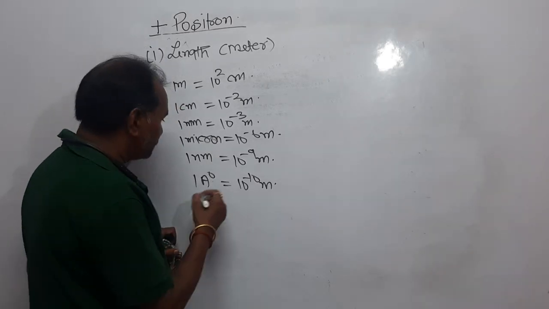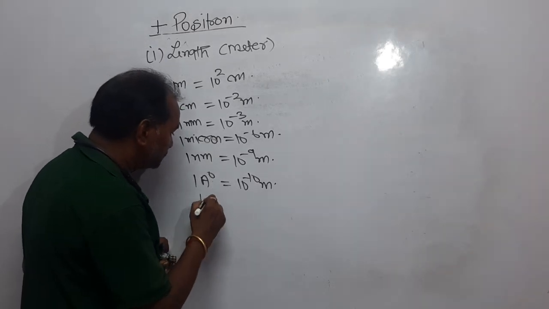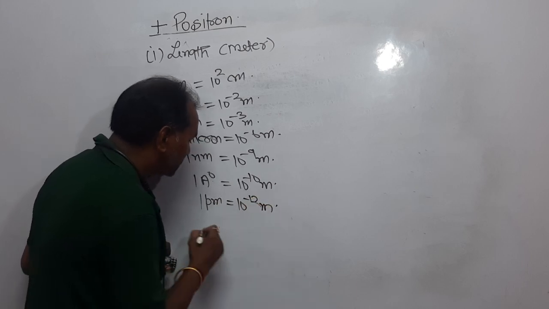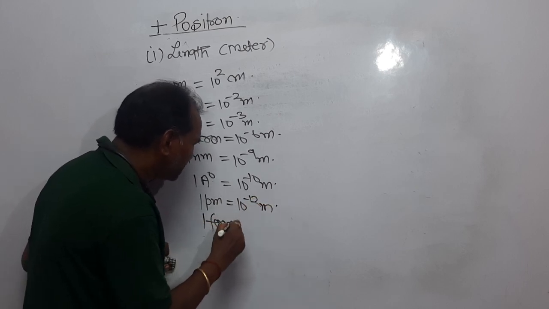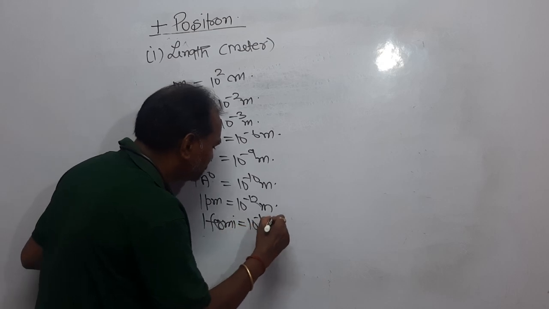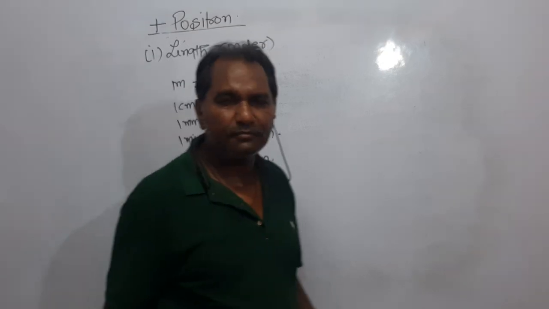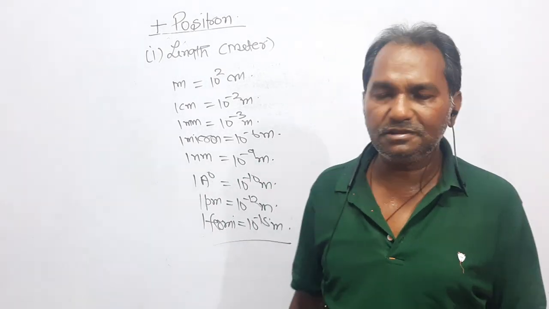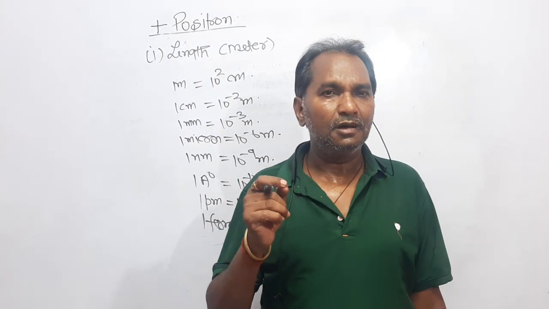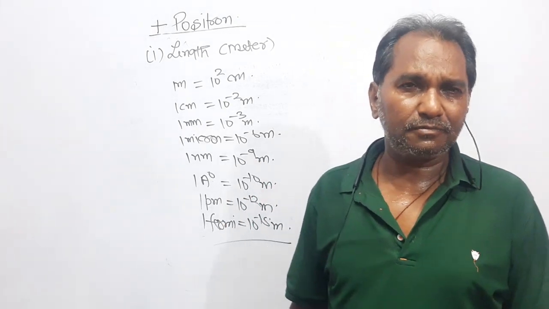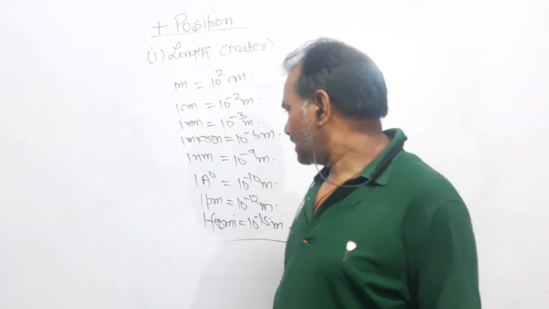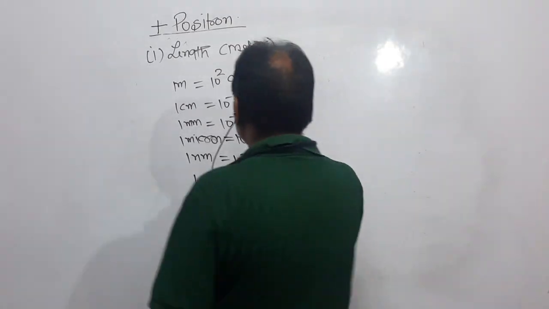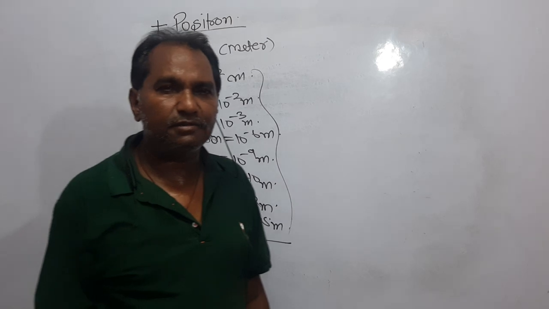Let's move further. 1 picometer is equal to 10 to the power minus 12 meter, and then comes 1 Fermi, equal to 10 to the power minus 15 meter. The Fermi is very useful for atomic dimensions; the diameter of an atom is expressed in terms of Fermi. This unit is dedicated to the great mathematician Fermi. Now, those were the smaller units of length we talked about.